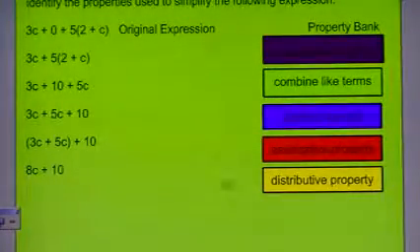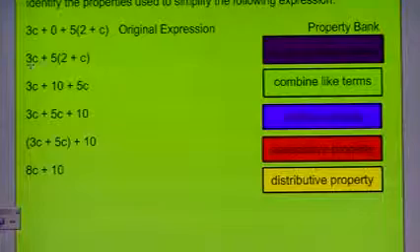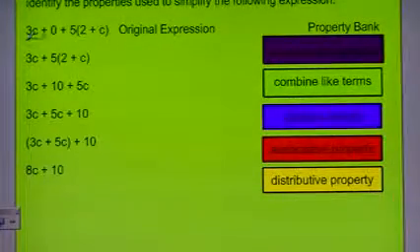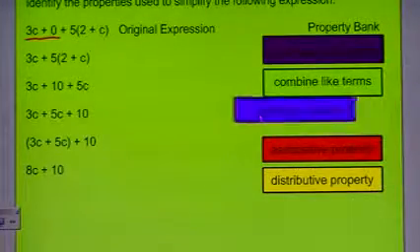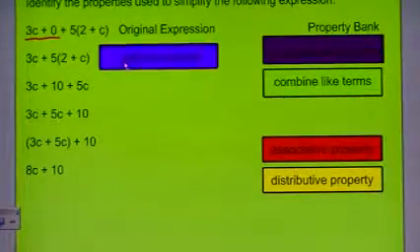So next they want us to pick which property they use when simplifying this expression. So here's the original expression, and let's see what they do. 3c plus 0. Now look here, the plus 0 is gone. So what happened? How do I know that 3c plus 0 is the same as 3c? Well, I know that because that is the additive identity. The additive identity says that if you add 0 to something, you're still going to be left with what you started with.